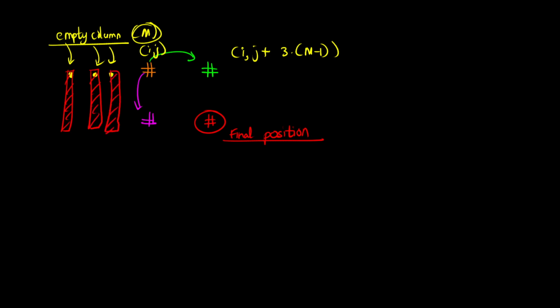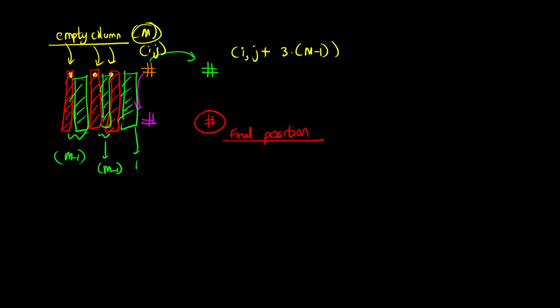but now the transformation will add m minus 1 columns here, m minus 1 columns here, and again in this region. So this region will have m minus 1 new columns, hence 3 times m minus 1 would be the new column coordinate. And similar for the row, we need to find out how many empty rows were present before this.